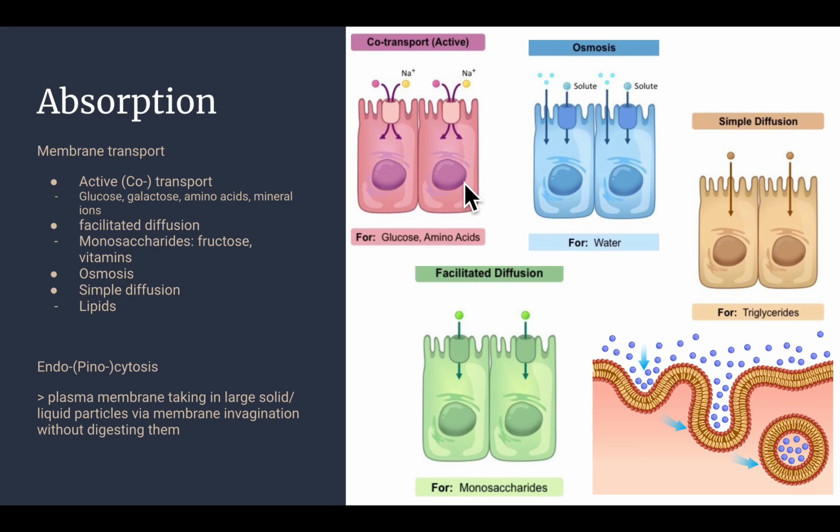And, well, there's also facilitated diffusion, which is this diagram. So that's mainly for, sorry for not mentioning this, but active transport also actively transports molecules such as amino acids and mineral ions. So facilitated diffusion diffuses hydrophilic molecules through the phospholipid bilayer into these epithelial cells.